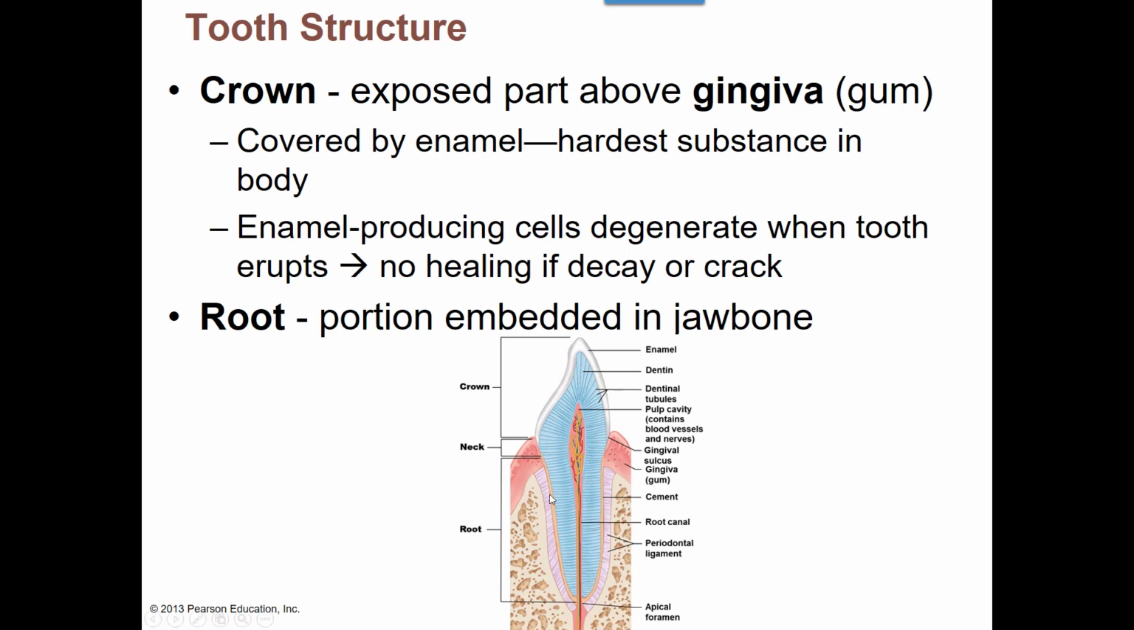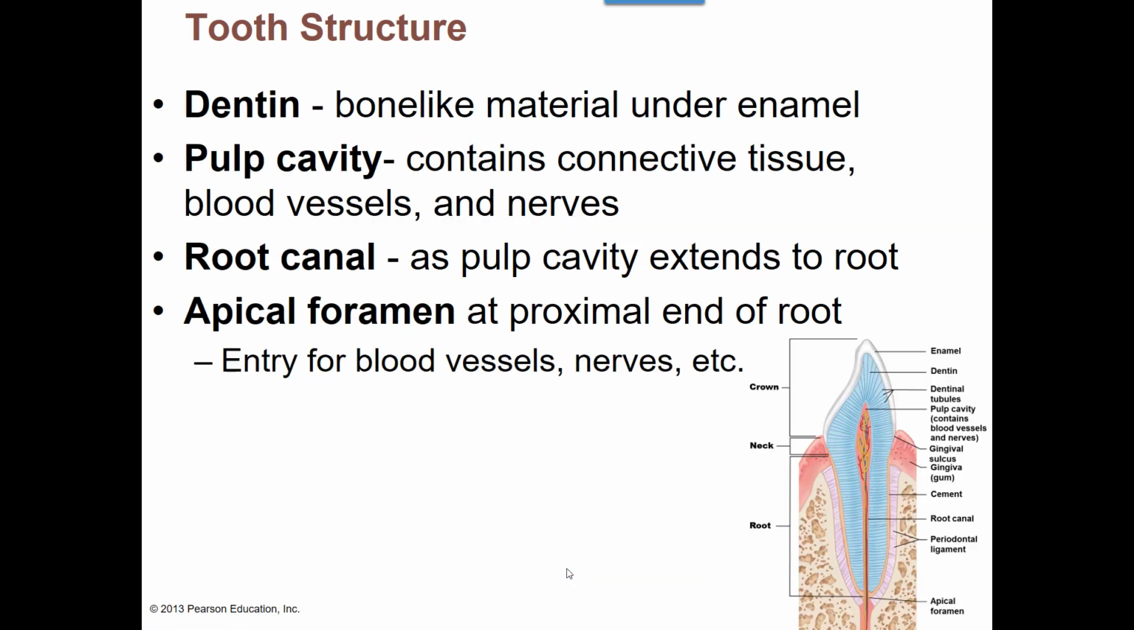Now, inside of the tooth, the outside is all covered with enamel, that really hard substance. It's only found in the crown region. The rest of the tooth all has what's known as dentin. On the pictures it's blue. It's a bone-like material, so it is strong, but it's not as strong as enamel.